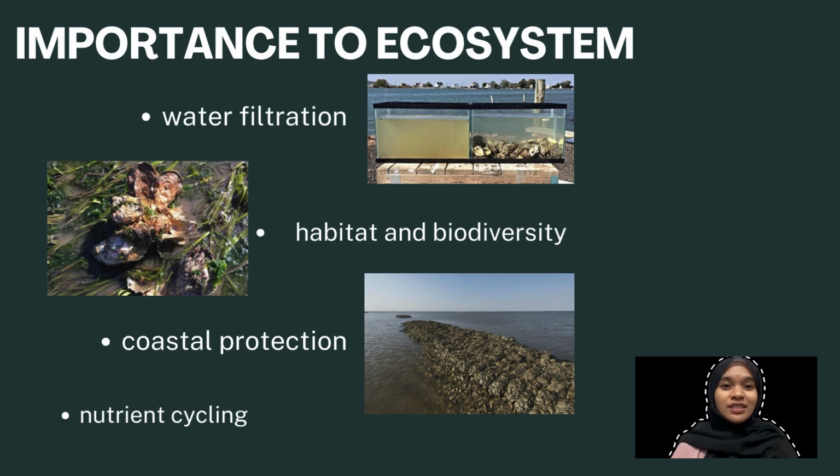Do you know oysters are important to the ecosystem? Oysters are important to the ecosystem for several reasons such as water filtration, habitat and biodiversity, coastal protection, nutrient cycling, and last but not least, economic and cultural importance. Now I will explain a few points of how oysters are crucial to the ecosystem. Firstly, water filtration. Oysters are filter feeders. They extract plankton and particles from the water column.